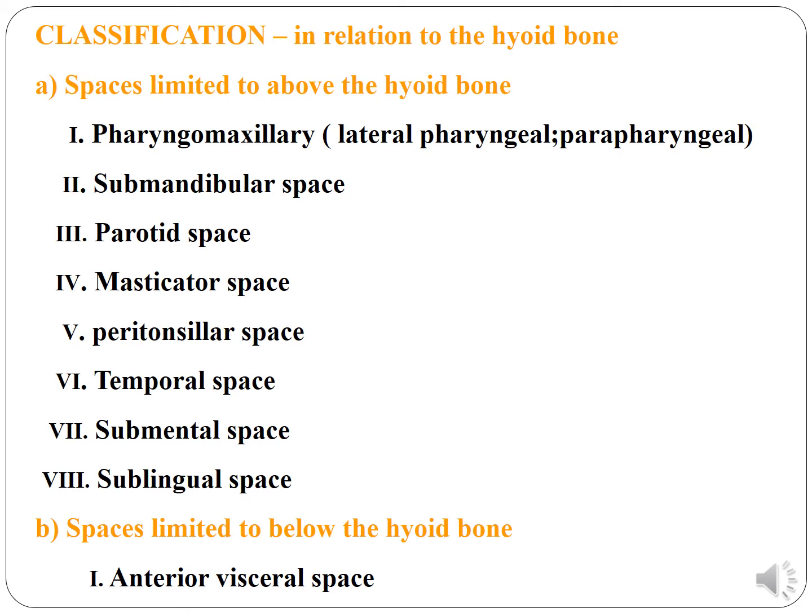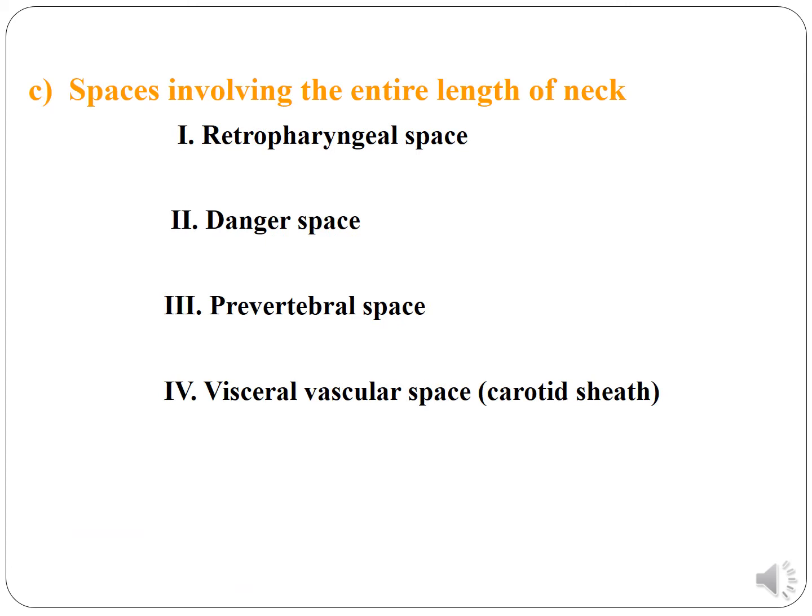So we have a variety of 8 different types of spaces, starting from the lateral pharyngeal space, submandibular, parotid, masticator, peritonsillar, temporal, submental, and sublingual. These are all the spaces above the hyoid bone. Just imagine where the hyoid bone is, and then you should be able to picture it. And then the spaces involving the entire length of the neck will be the retropharyngeal space, danger space, prevertebral space, and visceral vascular space, or the carotid sheath space.